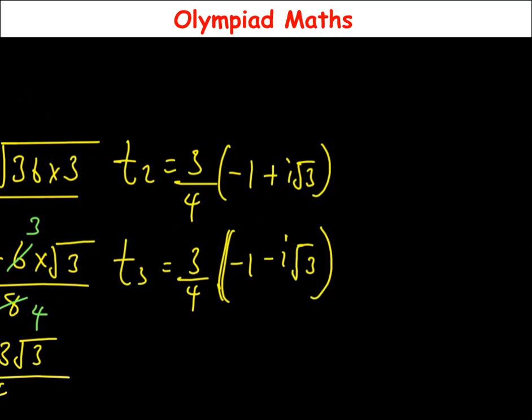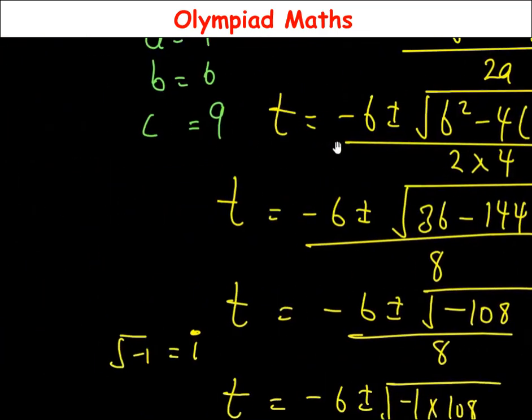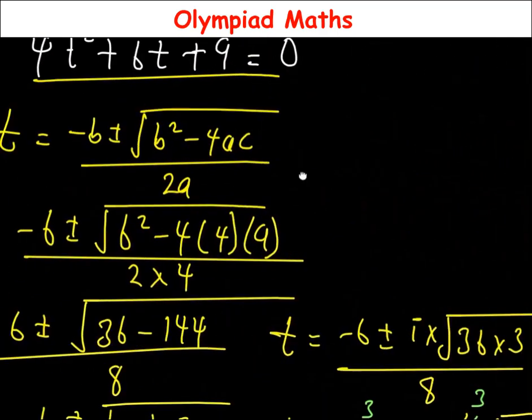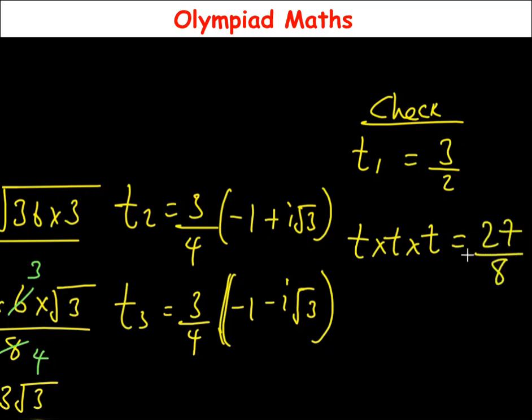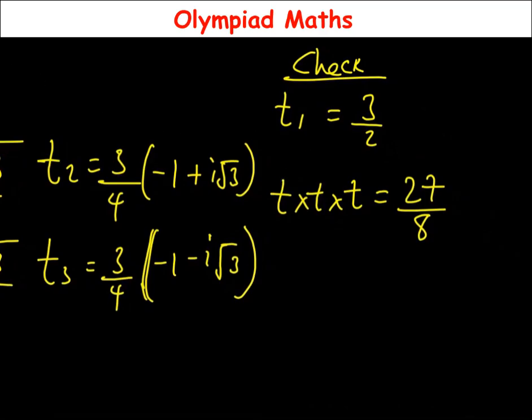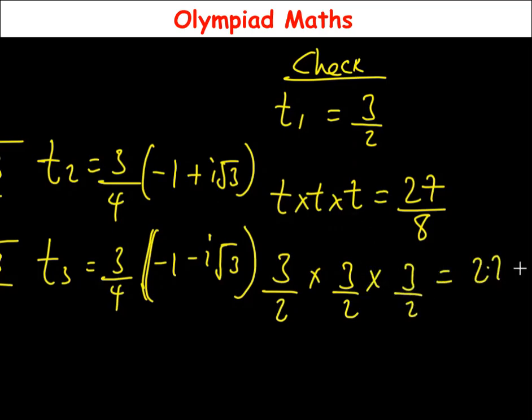But then let's check if the values of t that we got will give us the correct answer. We have two complex solutions. The real solution of t is the one for t1, which is equal to 3 over 2. So for t1, which equals 3 over 2, the equation is t times t times t is equal to 27 over 8. Now let's confirm if the value of t that we got is the correct answer. Now t is 3 over 2, so 3 over 2 times 3 over 2 times 3 over 2, which equals 27 over 8.